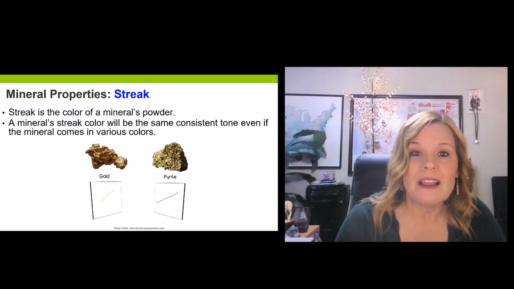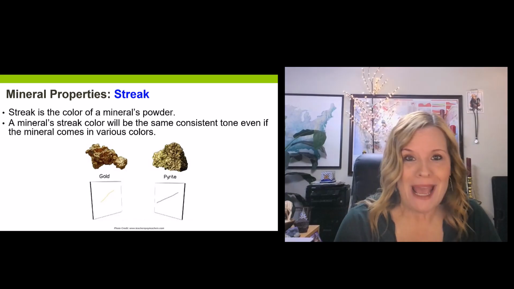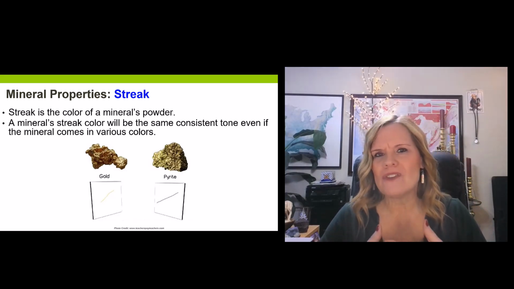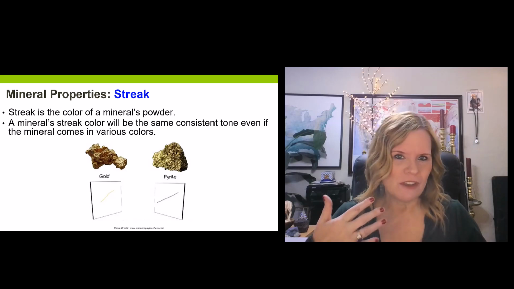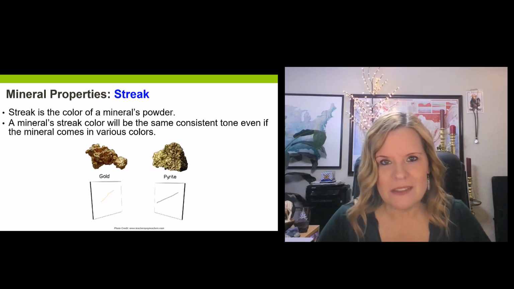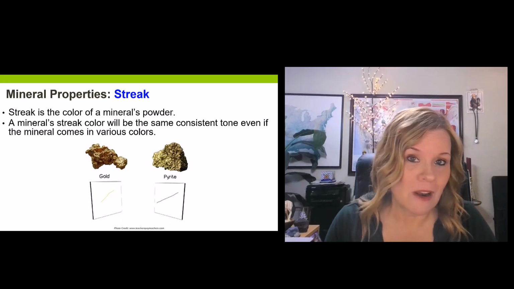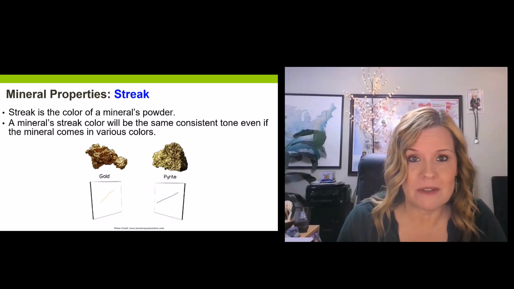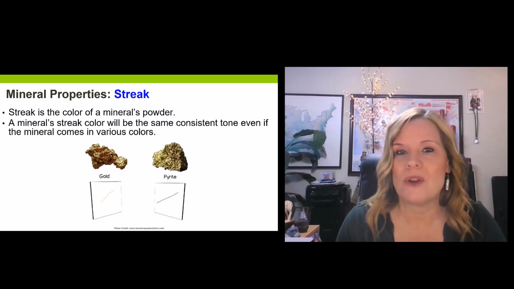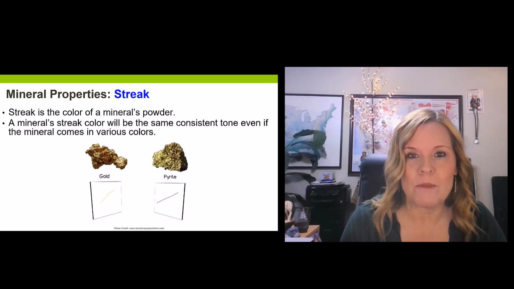So streak is looking at a mineral's powder and the color that it leaves behind. Some streak colors are not visible to the human eye. So we might say that it has a translucent streak or a white streak. That's one reason we use a black streak plate as compared to a white one for minerals that are clear or that are white, so we can see that powder better.